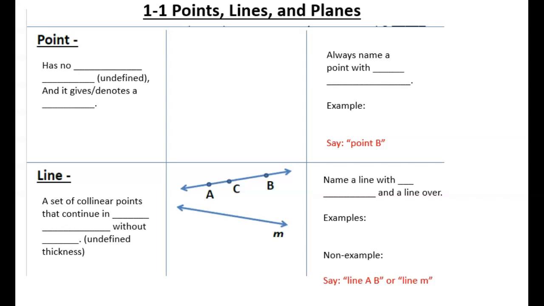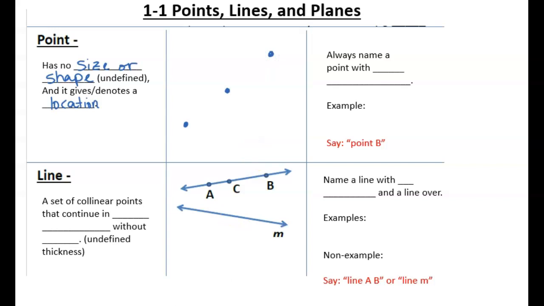The first word that a lot of you were familiar with already based on the discussion posts is a point. A point has no size or shape, which means that it's undefined, and it denotes a location. A lot of you said it was like a point on the graph, a location on the graph. So that is absolutely right. So we can have a point, a point, a point. We can have lots of points.